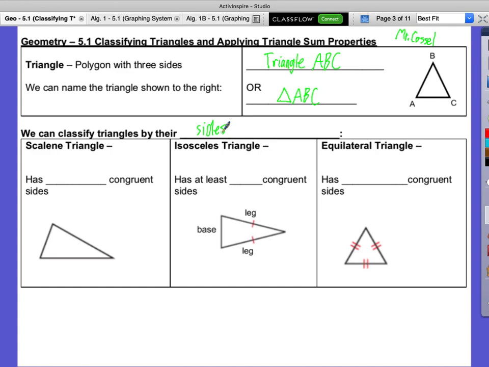Okay. Scalene triangle. A scalene triangle is a triangle that has no congruent sides. Remind me, what's congruent mean? Same side length, right? The same measure, okay? So a scalene triangle is going to be a triangle where the three sides are all different lengths.